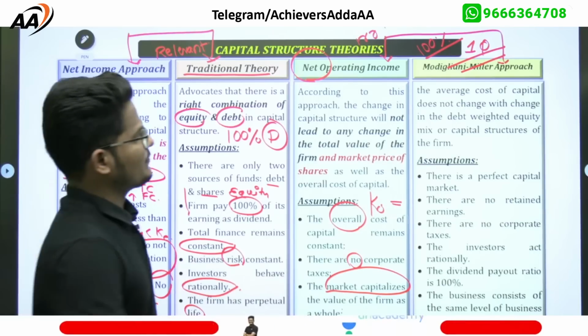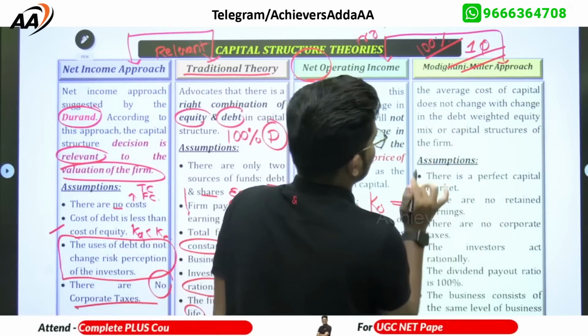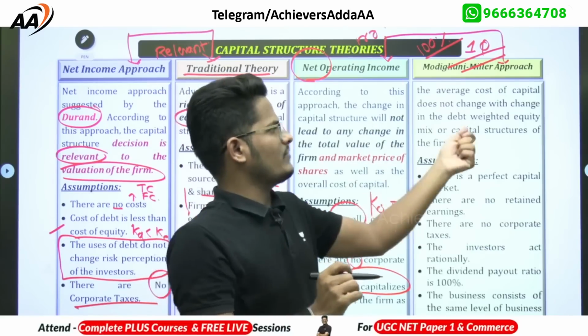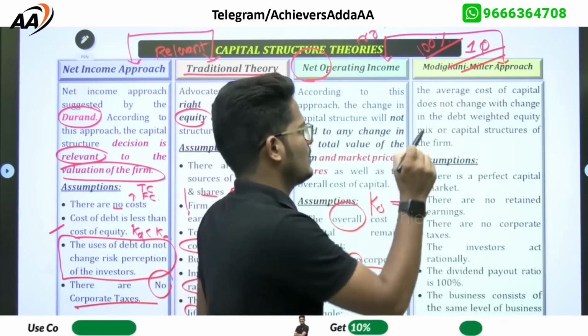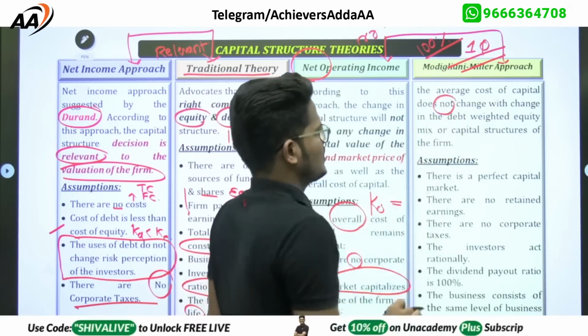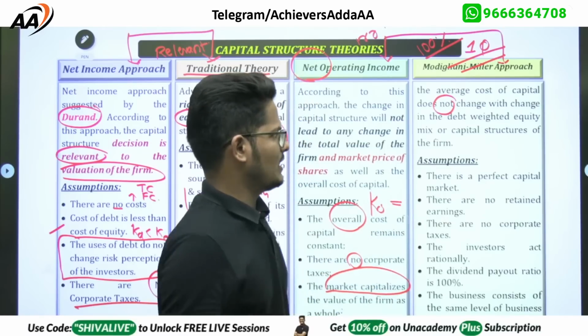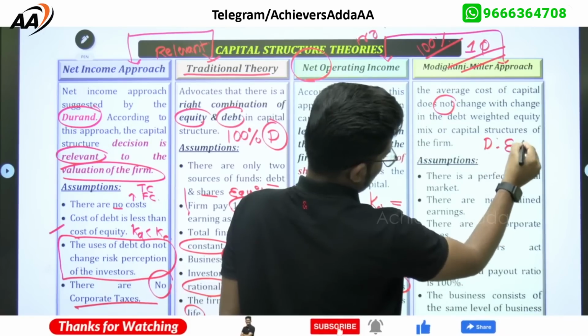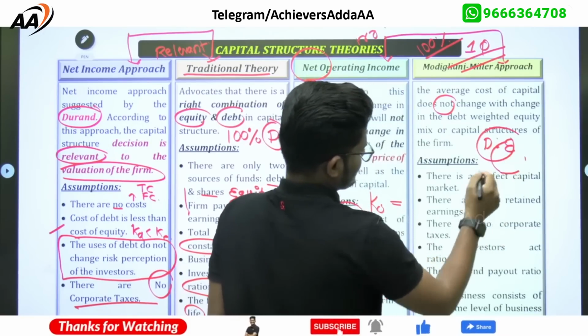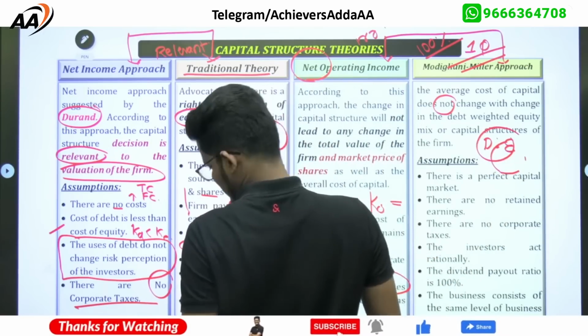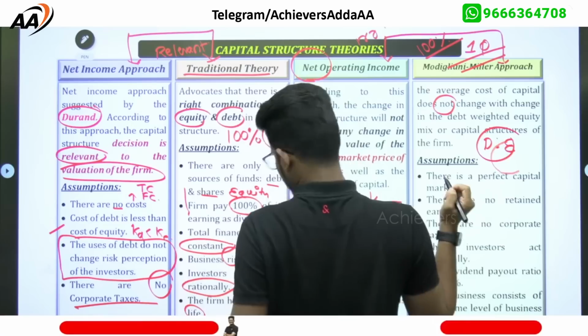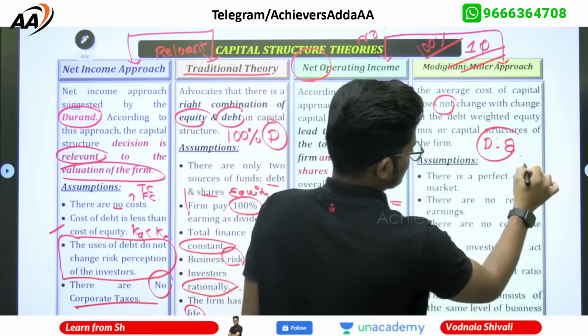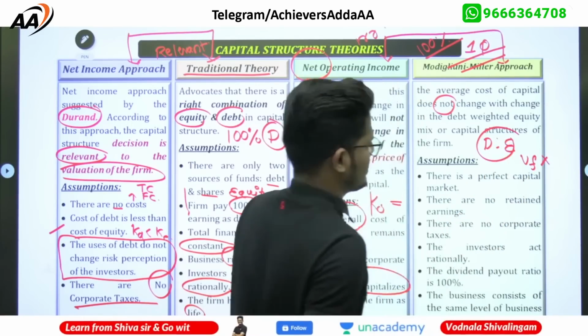Right? Next, the final one is that in the Modigliani-Miller approach, the average cost of capital does not change with a change in the debt-equity weights. So whether you increase or decrease the debt and equity proportion, obviously that will not bring a change in the value of the firm, because this is an irrelevant approach.